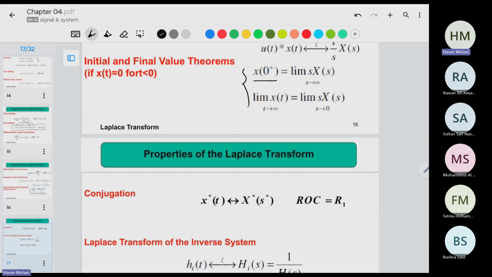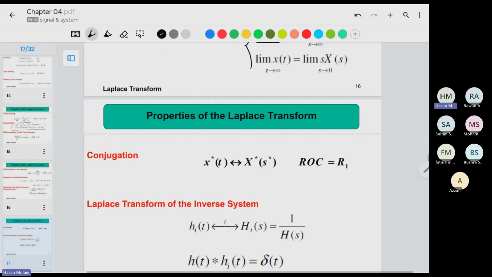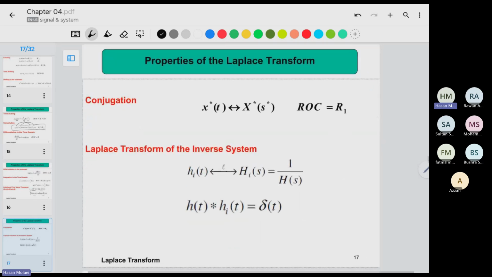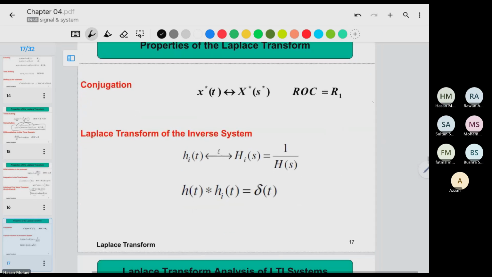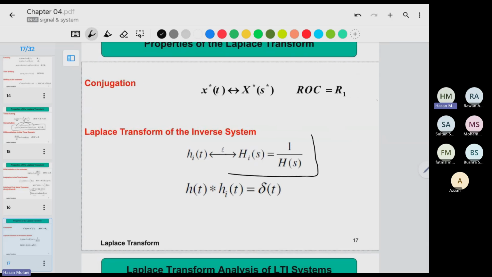If we do conjugation in time domain, we need to conjugate both s and its Laplace transform. And for the inverse of a system, the relationship between the impulse response or transfer function of its inverse and the original system should be 1 over H.